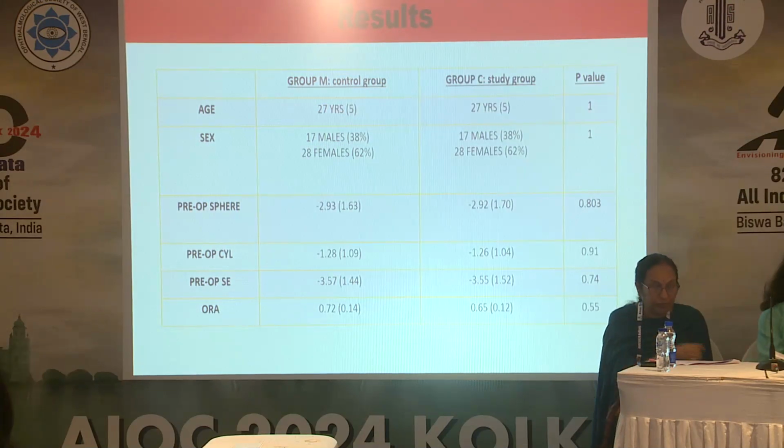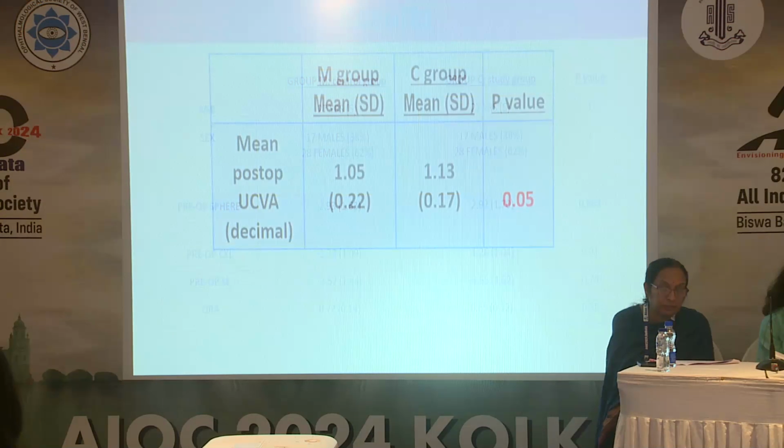So these were the results. Both groups, since each eye was from a similar patient, were similar in terms of age, gender, pre-op sphere, cylinder, and pre-op spherical equivalent. Ocular residual astigmatism, or ORA, which is important, is the vector difference between the manifest and topography cylinder. That also was similar in both the groups. So there were no differentiating pre-op factors.